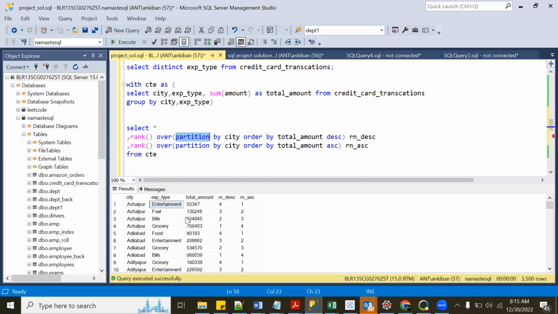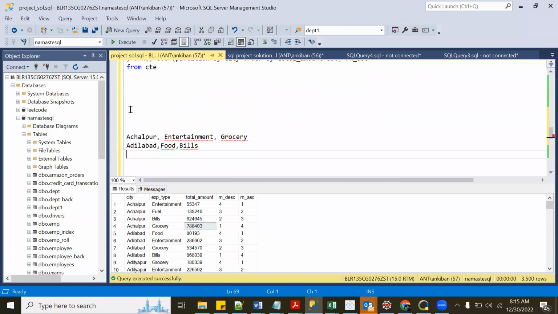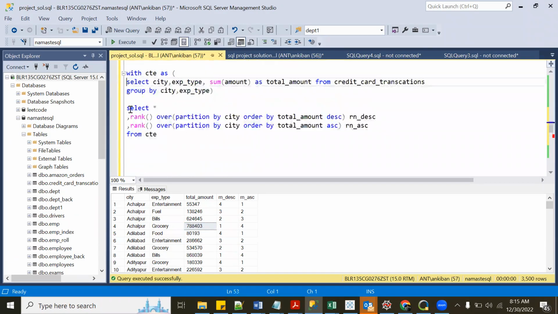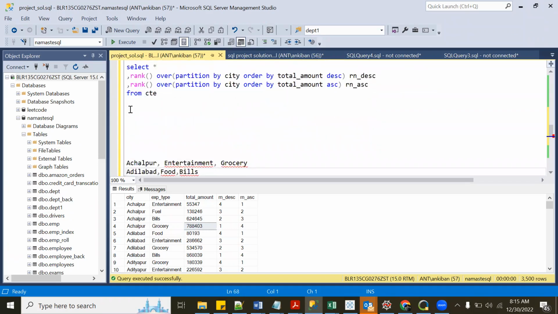If I just needed the minimum and maximum, I will do group by city and minimum of total amount, maximum of total amount in 2 columns. It would have been a cakewalk, right? Yes, got it. I need the expense type of minimum amount and maximum amount. That's why I have done rank. Now, can anyone tell me how I will get this result after doing this? Sir, we have to use case when.